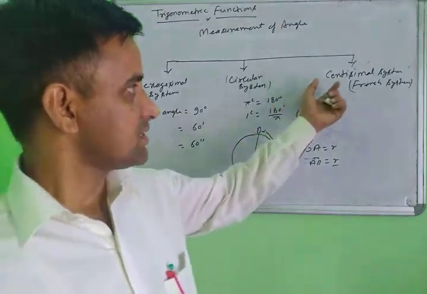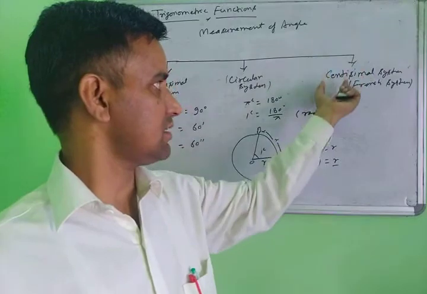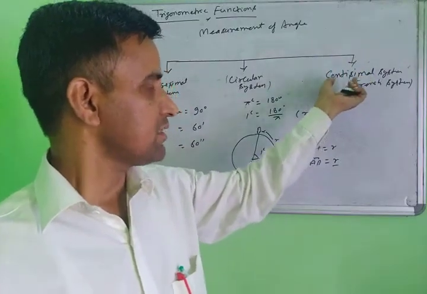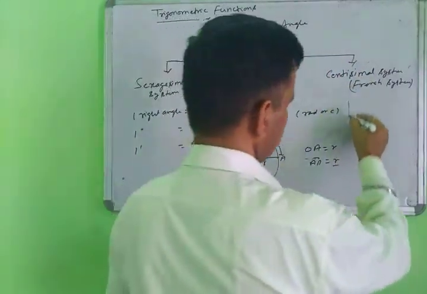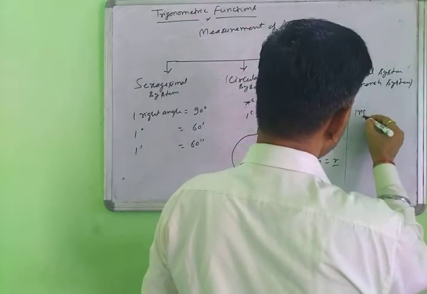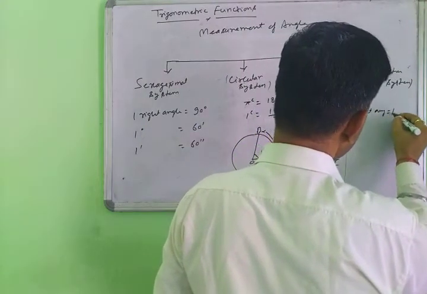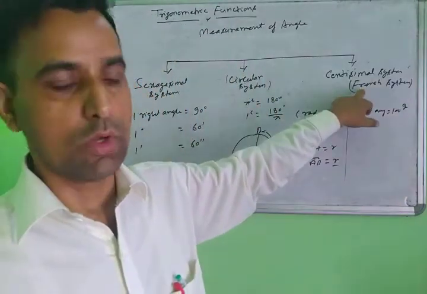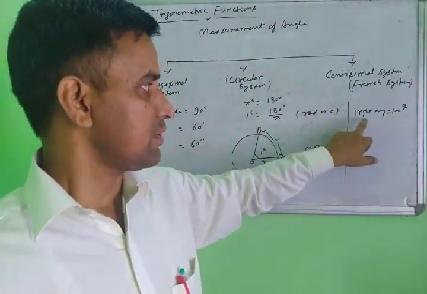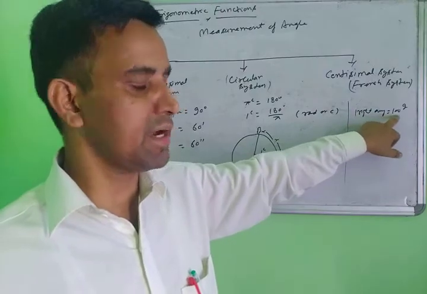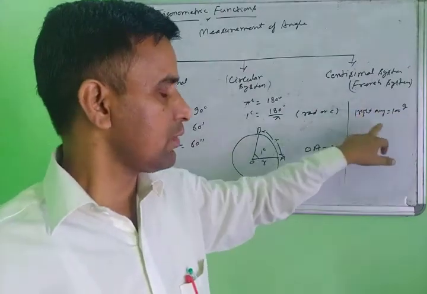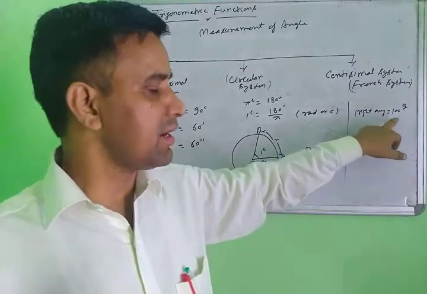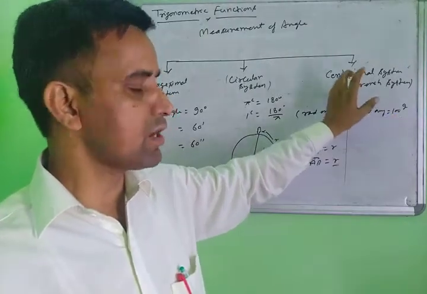And next, the centesimal system. Here one right angle is divided into 100 grades. This system we are not using. This is the French system. One right angle equal to 100 grades, so one right angle is divided into 100 parts. Then we are not using this system.